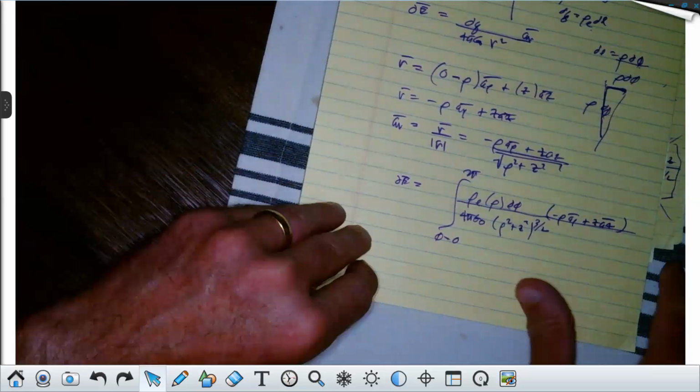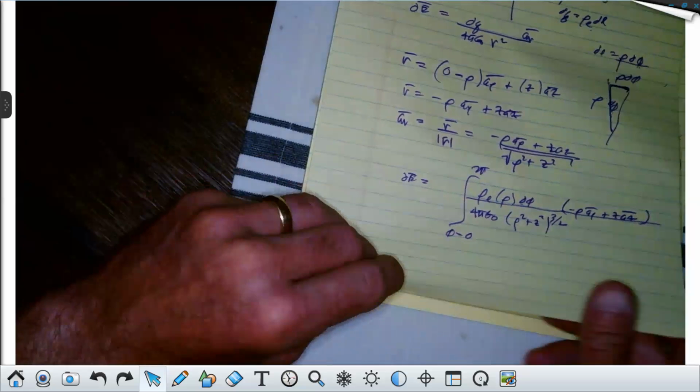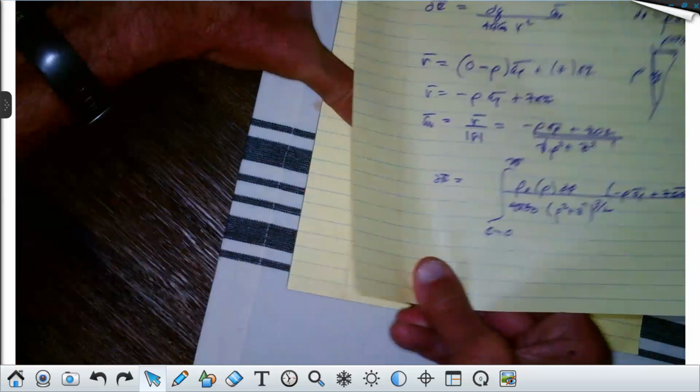I have to get another piece of paper. I'm going to tear this one off. I really don't like doing that. I like to flip them.